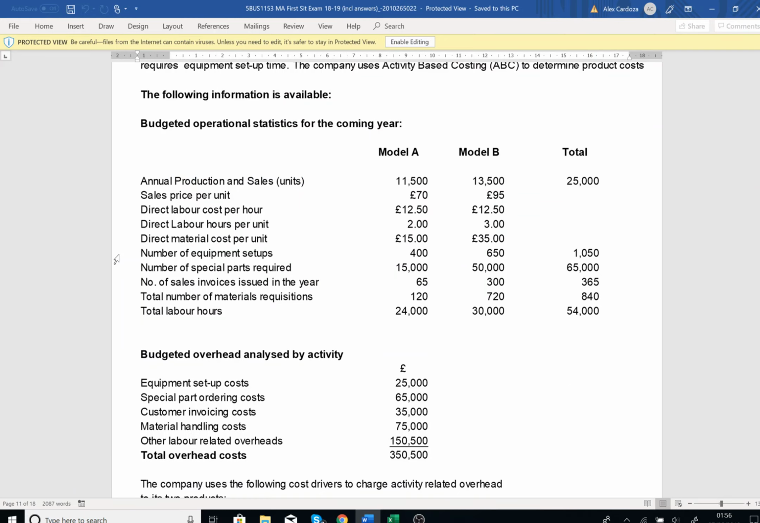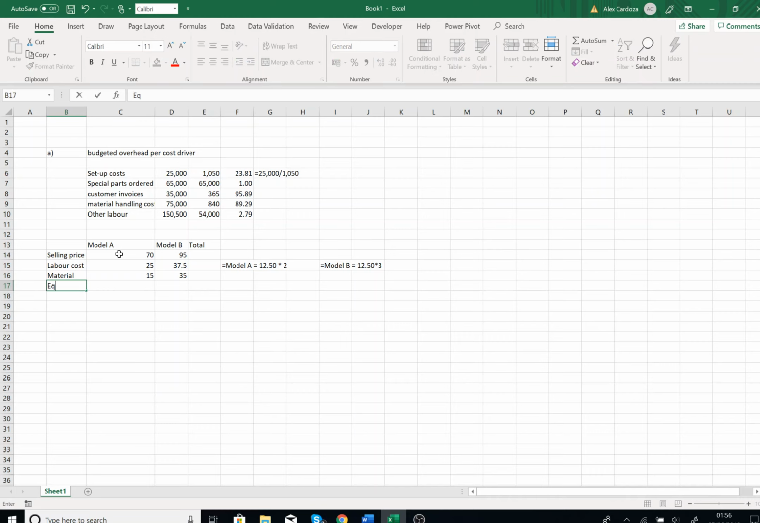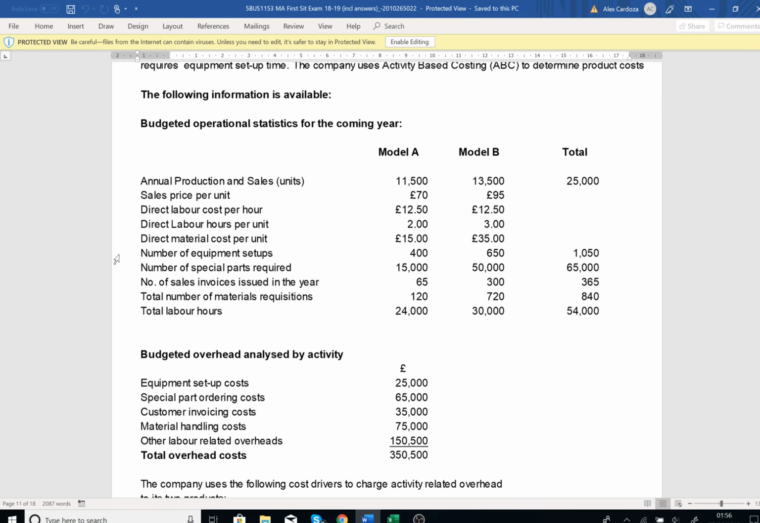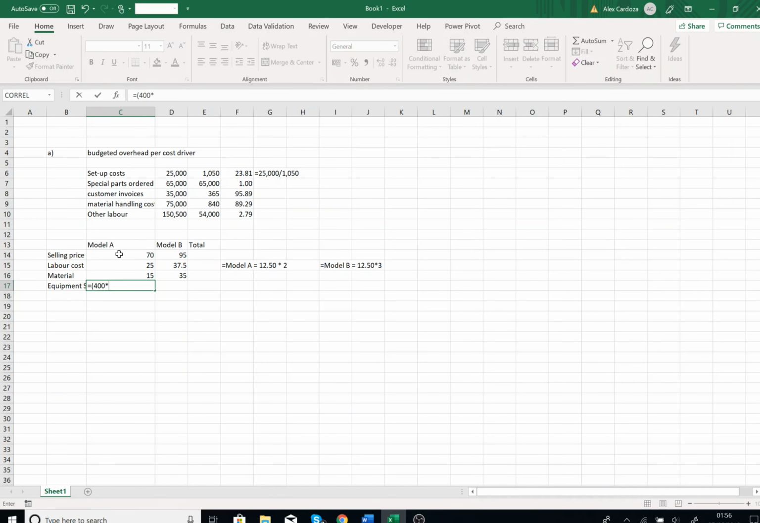And then number of equipment setups. So you've got 400 here. So you do equipment setups. And every single time you do this, you need to divide by the number of units you create. So you will do equals open 400, because you're creating 400 units, yeah? 400 times by the unit, yeah?